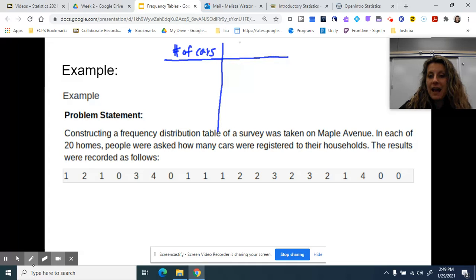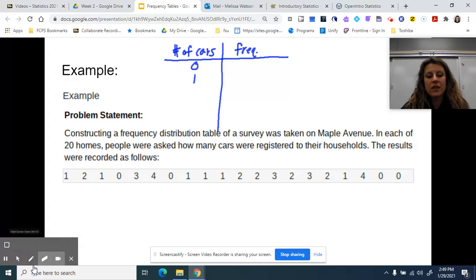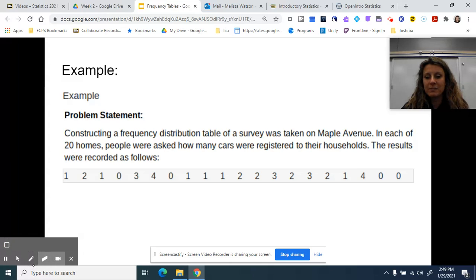You could make tallies if it makes it easier to organize the data, but then we need frequencies as well. So we need to know how many households had 0 cars, how many households had 1 car, so on and so forth. So take a moment, make that frequency distribution showing the number of cars and the frequencies. Feel free to pause the video here and then unpause the video when you're ready for the results.